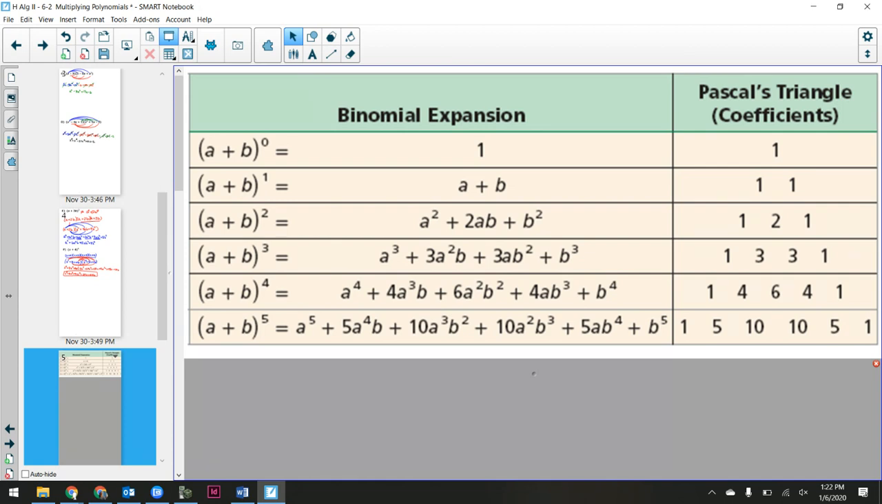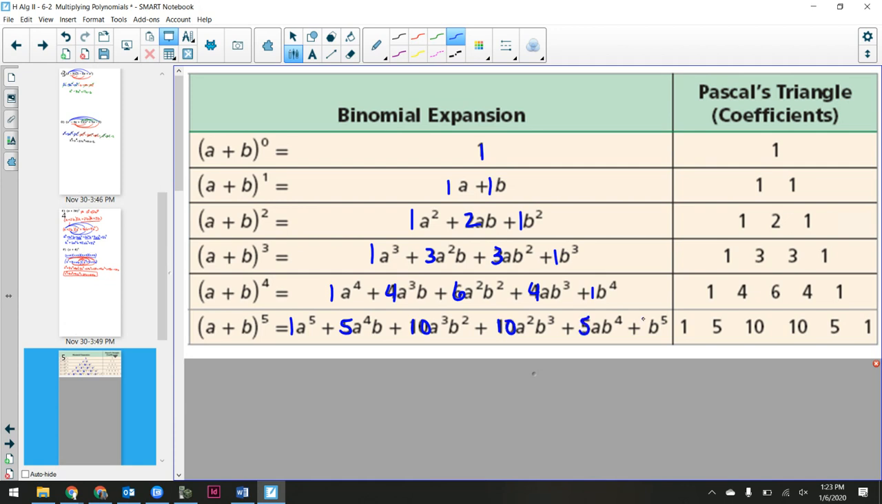Because what's anything to the 0 power? 1. That's how I get my 1 on top. What's anything raised to the first power? Itself. So a plus b, 1a plus 1b. If I square this, we're going to get 1a squared plus 2ab plus 1b squared. If I raise it to the third power, I get 1a to the third, 3a squared b plus 3ab squared plus 1b to the third. If I raise it to the fourth power, I'm going to get this. If I raise it to the fifth power, I'm going to get this.